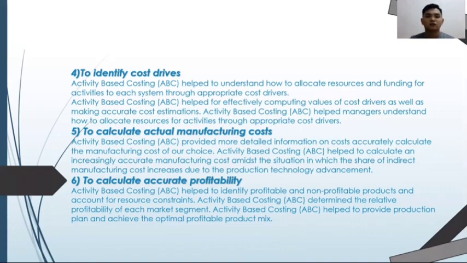And the last one is to calculate accurate profitability. Activity-based costing helps to identify profitable and non-profitable products and account for resource constraints. Activity-based costing determines the relative profitability of each market segment. ABC also helps to provide the production plan and achieve the optimal profitable product mix.